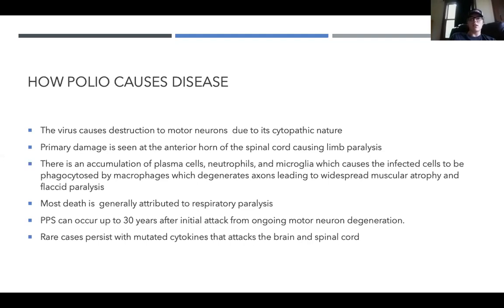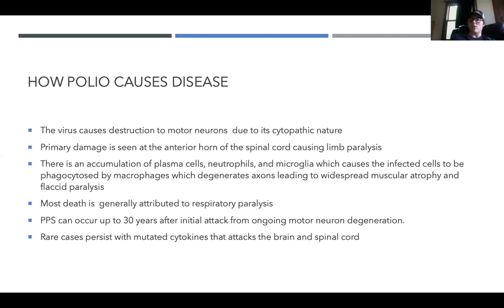And so that causes flaccid paralysis, to where, because the nerves can't move the muscles and the musculoskeletal system at all, the entire muscle atrophies to the point where it's non-effective at even being a muscle. It's barely even there. But most of the deaths that have occurred from polio are due to respiratory paralysis, where the diaphragm completely stops working. And then something I thought was really cool is that PPS can actually occur up to 30 years after the initial attack, because of the ongoing neuron degeneration.